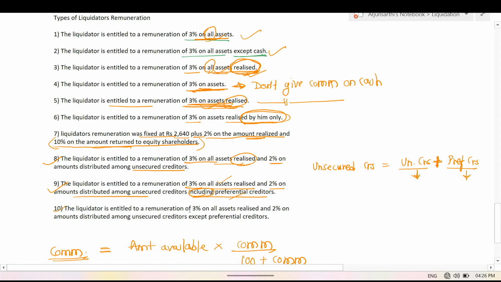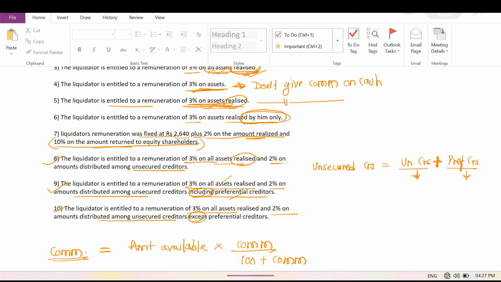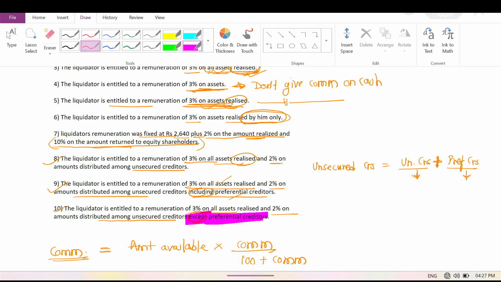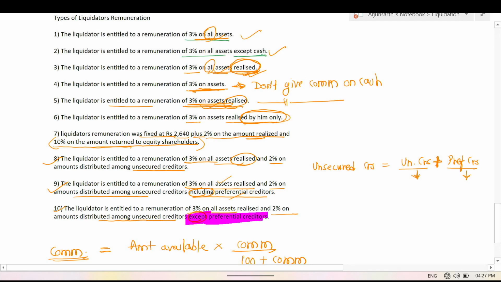But in the last case, 3% on assets realized, and 2% on the amount distributed among unsecured creditors except, now here this is very important, except preferential creditors. Because of this word except, what does it mean? Don't give commission on preferential creditors. That means in this case we will give 2% only on the unsecured creditors total, 2% only on the unsecured creditors total.